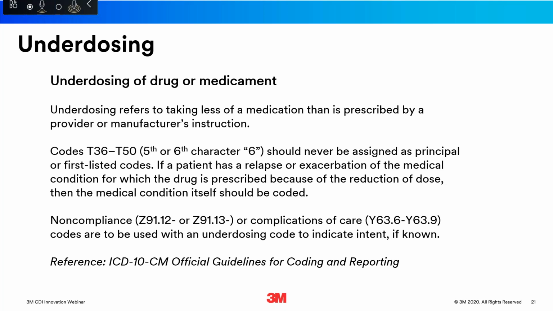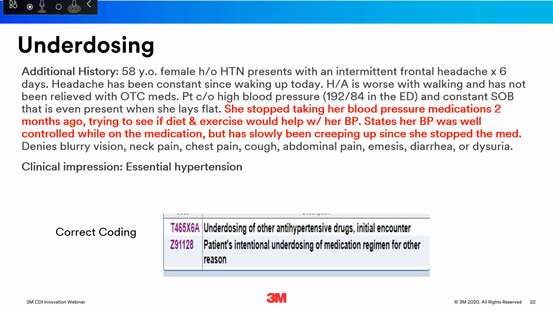And then there's your reference from official coding guidelines. And this is an example. We had a patient who had a history of hypertension. She came in, she's had a headache for a few days. Her headache is worse, not relieved with over-the-counter meds. She's got high blood pressure, and it's 192/84 in the emergency department.